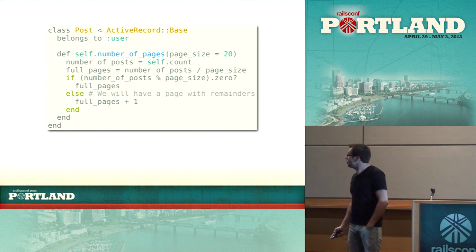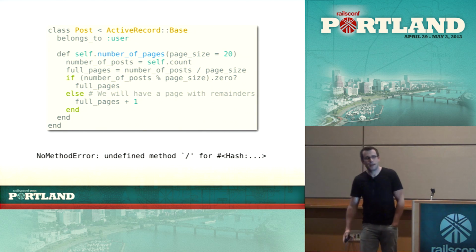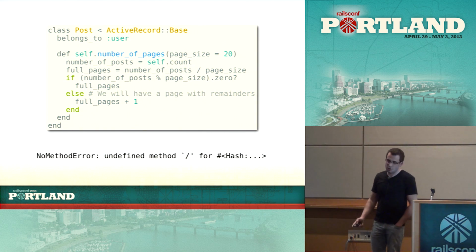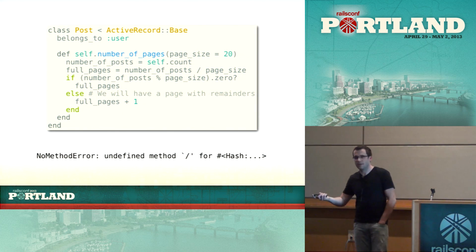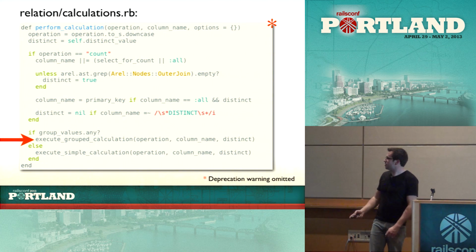The problem with this code is that sometimes you might get this message back if you use this method. The reason you'll get this message back is because any kind of relation that has a group values will, instead of returning an integer value that represents the count, return a hash of key value pairs and the counts for each. So that's fun. That's a ton of fun.